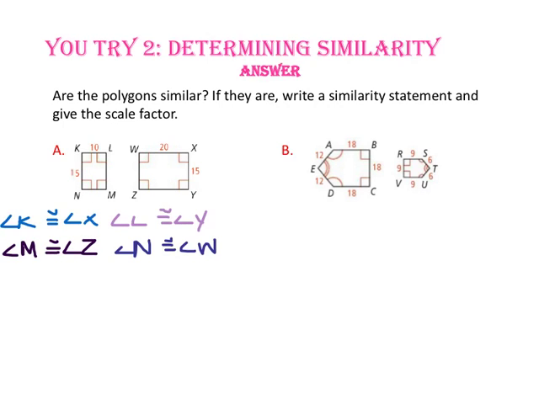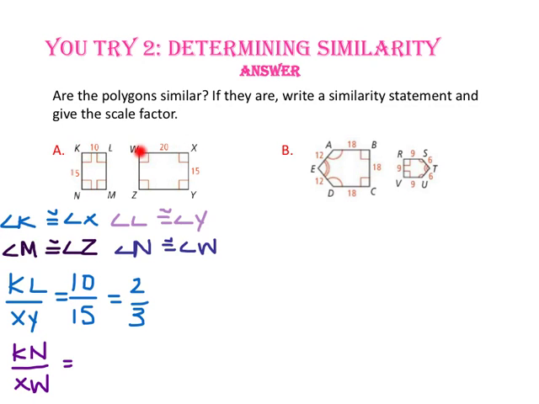Now let's compare the ratios of the corresponding sides. We'll start with the shorter sides of each rectangle, side KL and side XY. This will give us the ratio of 10:15, which when simplified is 2:3. Now let's look at the ratio of the longer sides, side KN and side XW. This will give us the ratio of 15:20, which when simplified is 3:4. Even though all of the corresponding angles are congruent, because the corresponding sides are not proportional, our two rectangles are not similar.